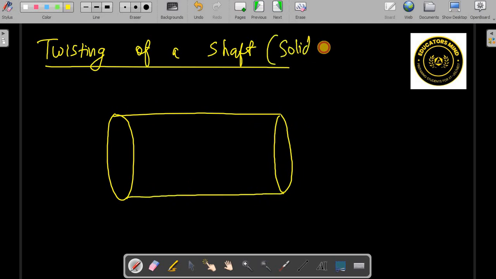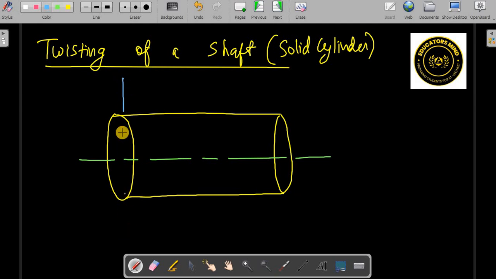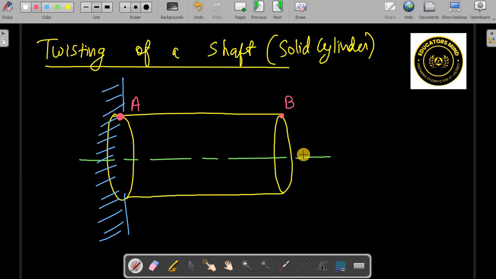Shaft is a solid cylinder. So in this solid cylinder, let's take that this is the axis, and you assume that this side is fixed somewhere. This side is fixed in a wall. Now here you can take 2 points. Let's take this point as A and this point as B, and you are trying to rotate it. If you rotate, what will happen? This point B will go like this.